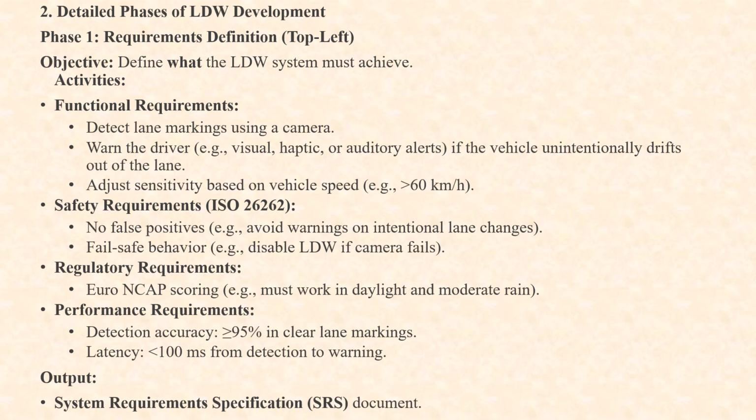It must, wait a minute, I will just take a pointer so that you can understand. Detect lane markings using a camera, and warn the driver with visual, haptic or auditory alerts if the vehicle unintentionally drifts out of the lane. I am explaining this under the assumption that all of you know what is meant by lane departure warning, as I explained in the beginning. The next important functional requirement is to adjust sensitivity based on the vehicle speed. For example, lane departure warning should be activated only above 60 km per hour.